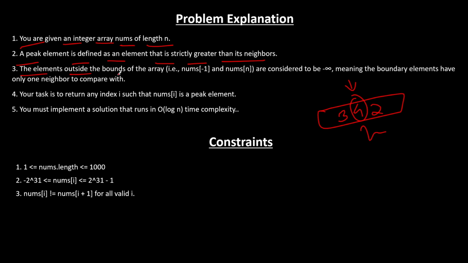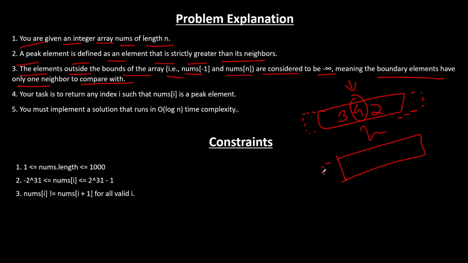The elements outside the bounds of the array, for example nums[-1] or nums[n], are considered to be minus infinity, meaning that boundary elements have only one neighbor to compare with. If this is the array and this is the outside bound element, nums[-1] on one side and nums[n] on the other, it is considered minus infinity. So an element at the boundary will be compared with its left-hand side and right-hand side value. That's all they are trying to say.